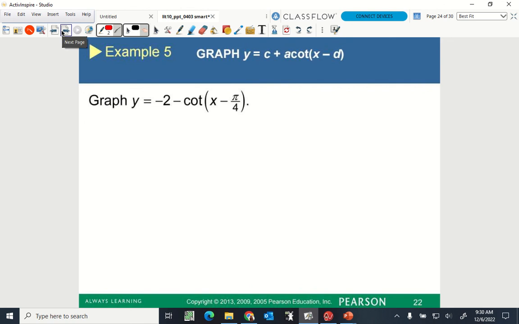This is the one I wanted to get to. So this one here has a phase shift. So we're going to go ahead and add this into what we have been doing. So, step 1, amplitude. What is my amplitude? Negative 1. There's a minus sign in front of the cotangent, so that makes it a negative 1. 2 is period.